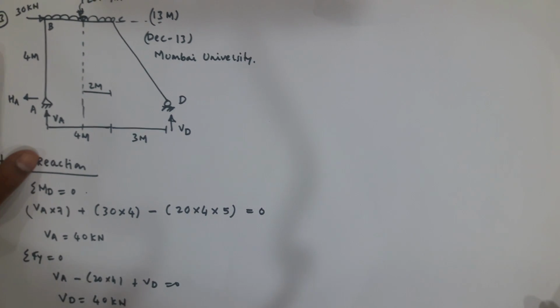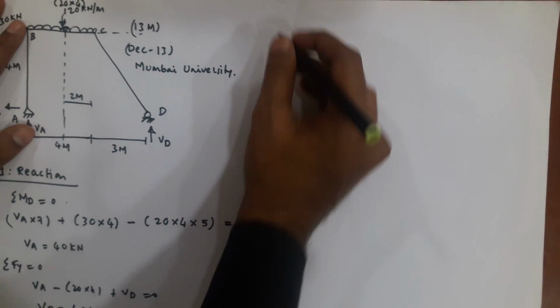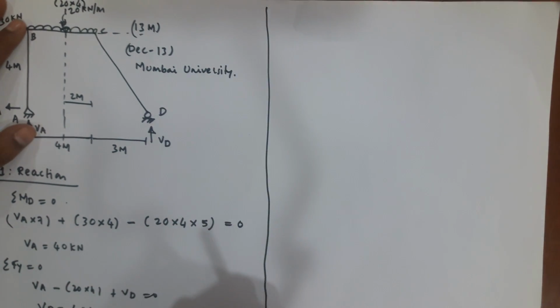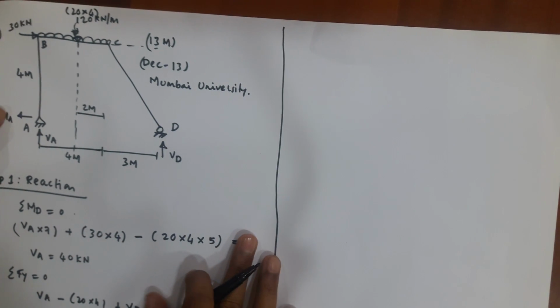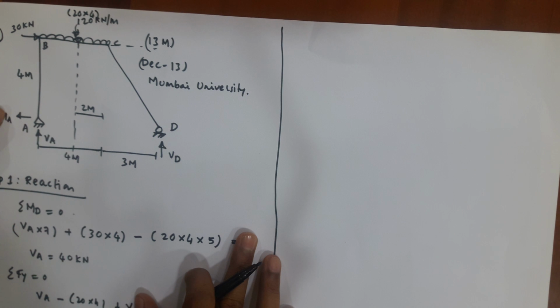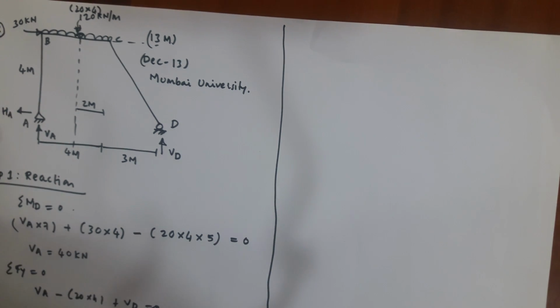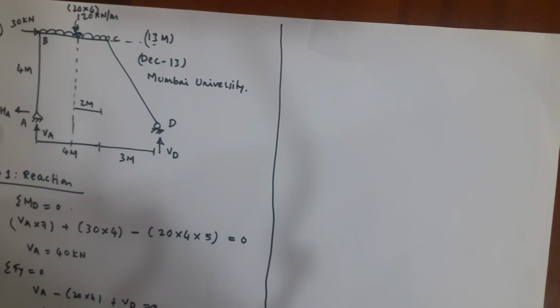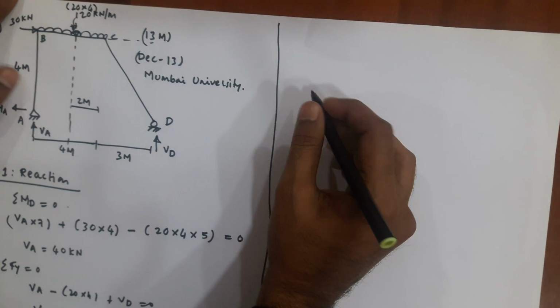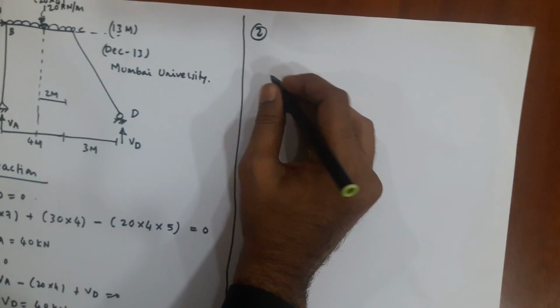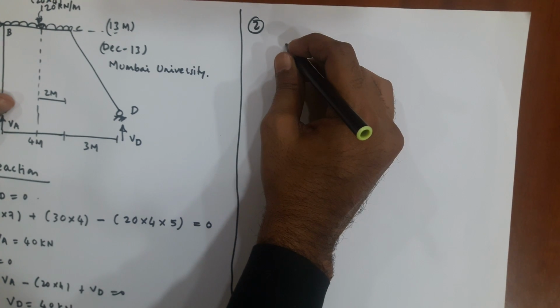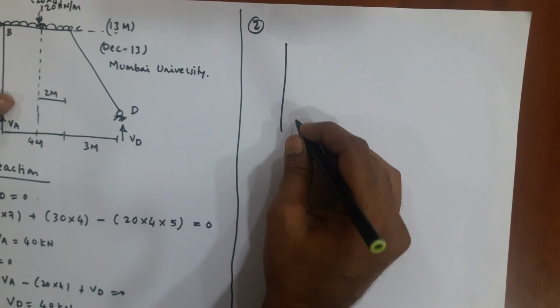Now you see we have the second step. The second step is to isolate the members and find the internal forces developed in the members, or else we need to draw the AFD, SFD and BMD of each member. So the very first member is AB. Second step here. First member is AB. First we will draw the free body diagram of member AB.